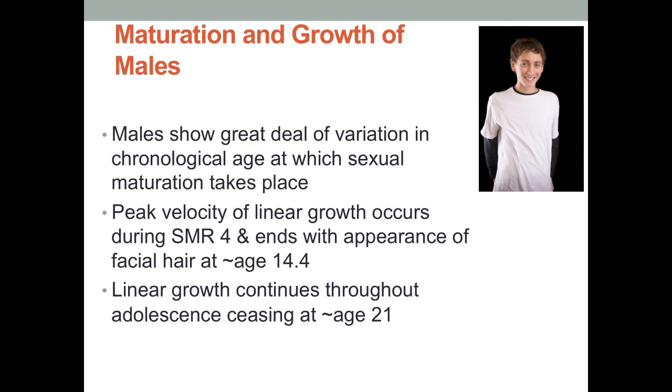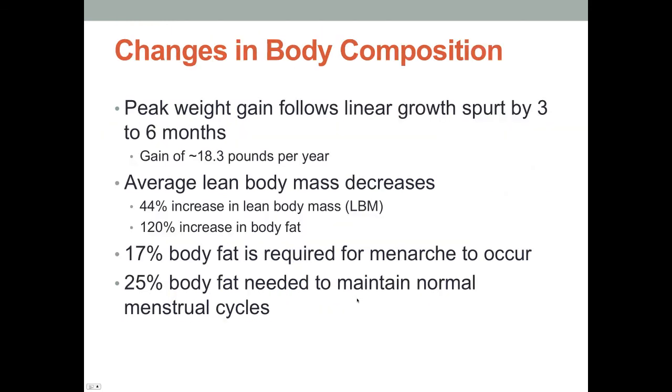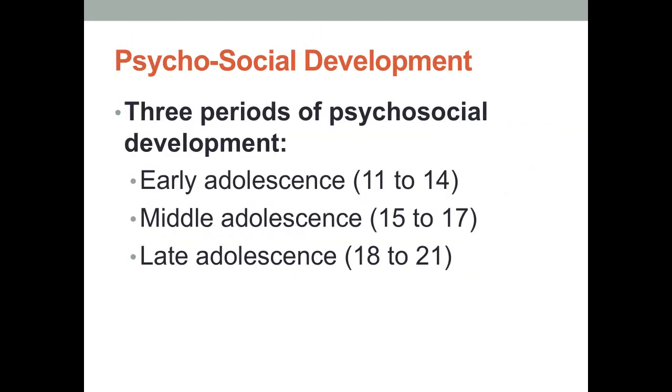For males, they really do have a great deal of variation in when sexual maturation occurs. And they have longer linear growth. Many males continue to grow past being seniors in high school up till they're about 21. That's basically it. And just a reminder of when those early, middle, and late adolescent periods are.